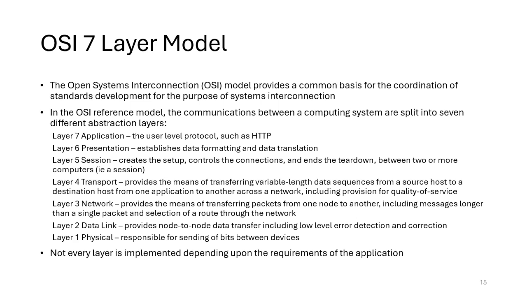Layer 4 is the transport layer, and this provides a means of transferring variable length data sequences from a source to a destination host, and from one application to another across a network, including provision for quality of service. So it's adding on to what you get with layer 3 to, again, better define what that data is and how it's handled. Layer 5 is the session layer, which involves setting up a session.